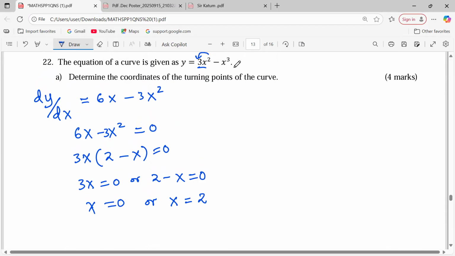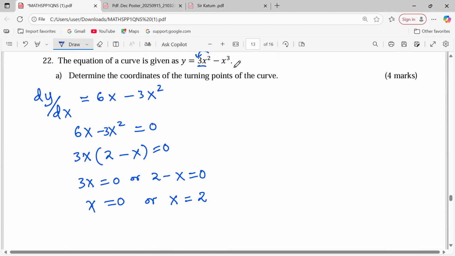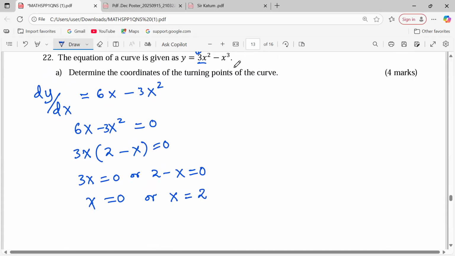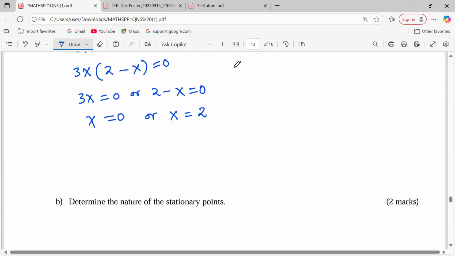Now, with the values of x at the stationary points, we can substitute in the original equation for us to know the values of y at the respective values of x. When the value of x is 0, what shall be y? When x is 0, then y shall be 3x squared minus x power 3. Substituting 0, this is just 0. So one of the coordinates is 0, 0.